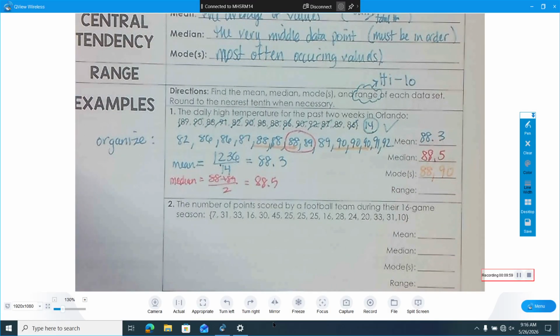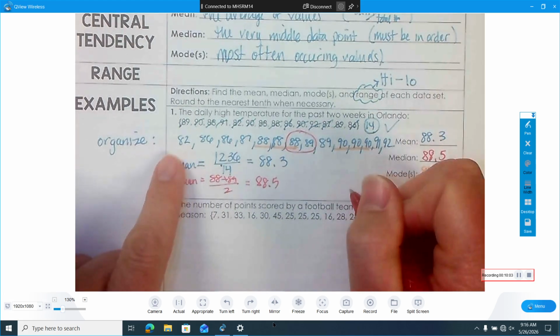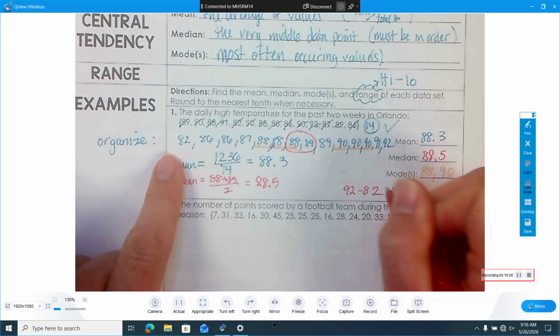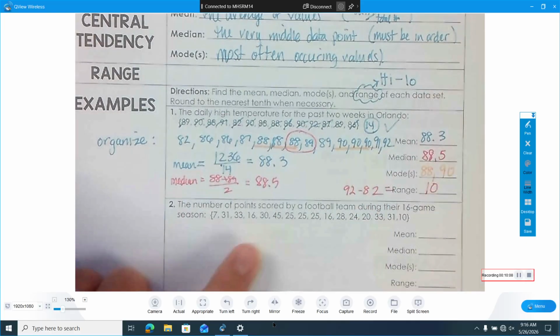How do you find the range? Yeah, the range is the highest minus lowest. 92 minus 82 equals 10.